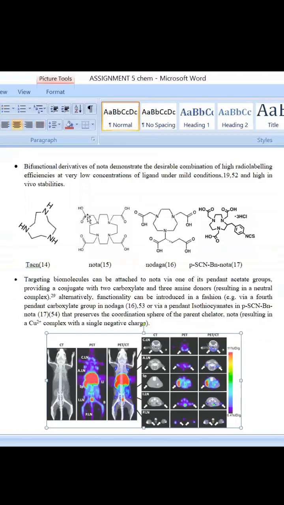This is the structure of TACN 14, NOTA 15, NODAGA 16, and p-SCN-Bn-NOTA 17. Targeting biomolecules can be attached to NOTA via one of its pendant acetate groups, providing a conjugate with two carboxylate and three amine donors, resulting in a neutral complex. Functionality can be introduced in a similar fashion, for example via a fourth pendant carboxylate group in NODAGA 16 or via a pendant isothiocyanate in the SCN-Bn-NOTA 17 that preserve the coordination sphere of the parent chelator NOTA, resulting in a Cu2 positive complex with a single negative charge.